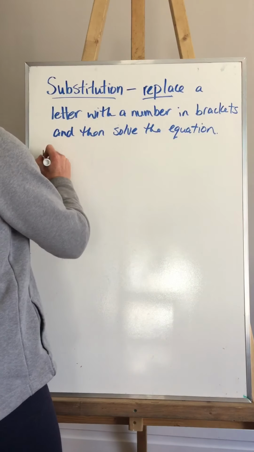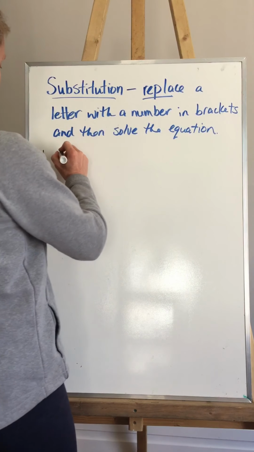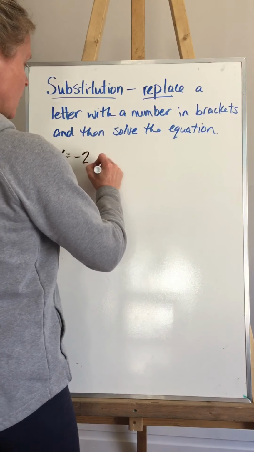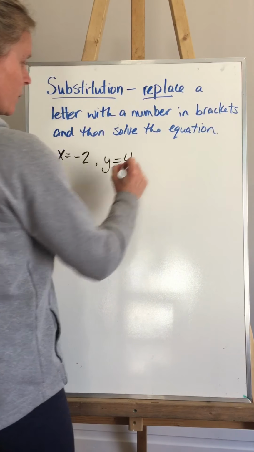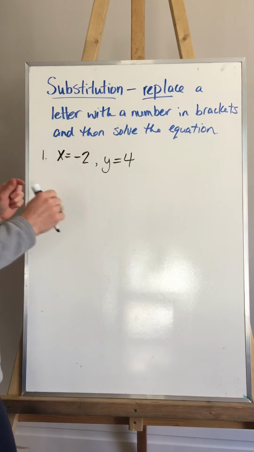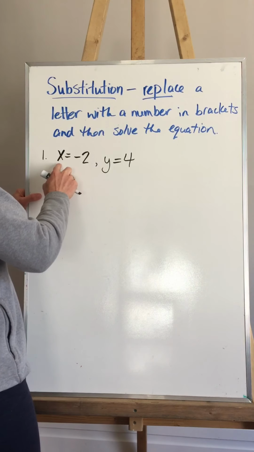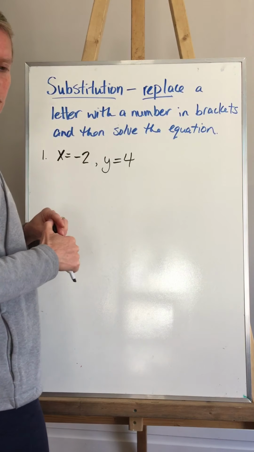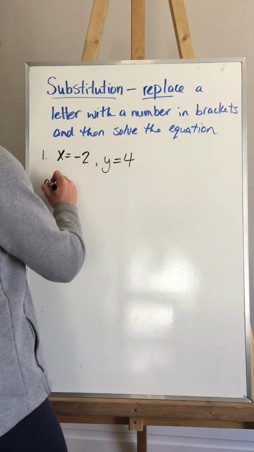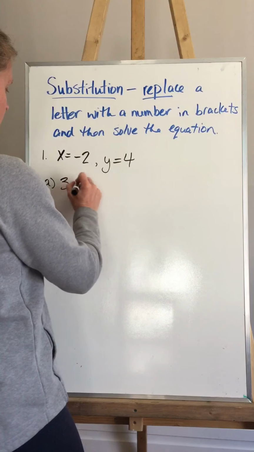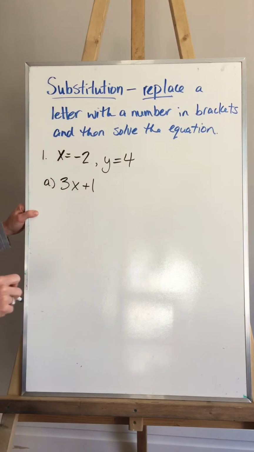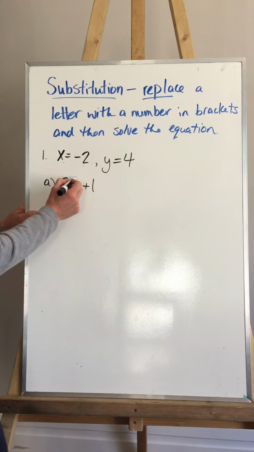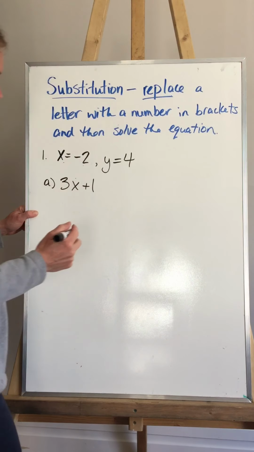So let's say, for example, we have a situation where x is equal to -2 and y is equal to 4. Okay, so this would be a typical question. You'll be given what x is numerically and y if they're both in the equation, and then you'll be given a question something like this, 3x plus 1. Okay, so we are only going to be substituting -2 in for x because there's no y in this question.